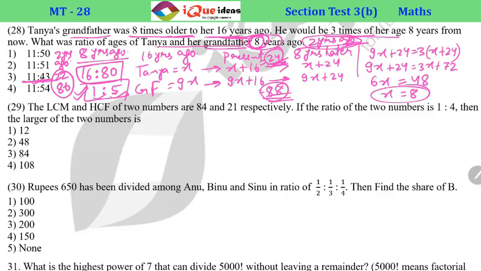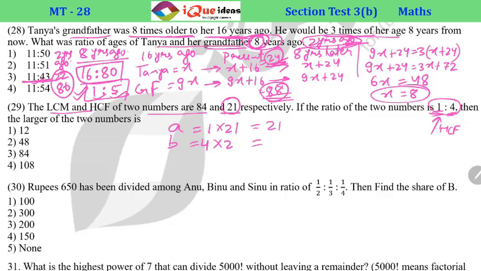All right. Now let's take up the next question. It says the LCM and HCF of two numbers are 84 and 21 respectively. If the ratio of the numbers is 1 is to 4. So if the HCF is 21, directly from the ratio we can take the numbers as, let's say the numbers are A and B, then A will be 1 into 21 and B will be 4 into 21. Right? Remember, whenever you have the ratio, just multiply the HCF to each one of them to get the original numbers.